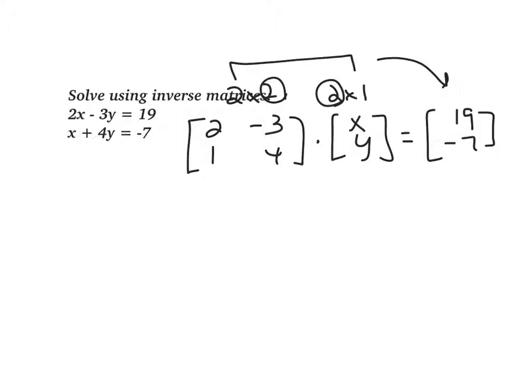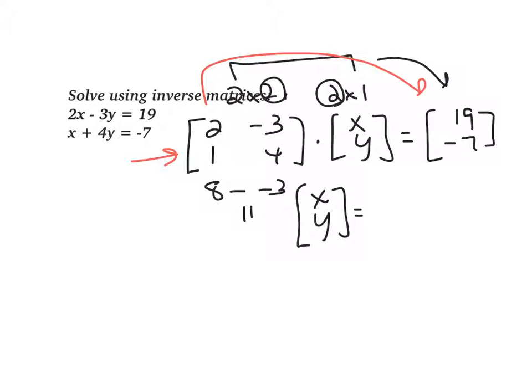So what I need to do is find some way to move this matrix right here to the other side to isolate the x and y. Since there's no such thing as matrix division, I'm going to multiply by the inverse. So I've got to find the inverse first. Remember, multiply your diagonal, subtract. That's going to be 11. So I'm going to move the inverse over. I'm going to put the 1/11 on the outside, switch places with the 4 and the 2, change signs on the 3 and the 1. Don't forget your 19 and negative 7.